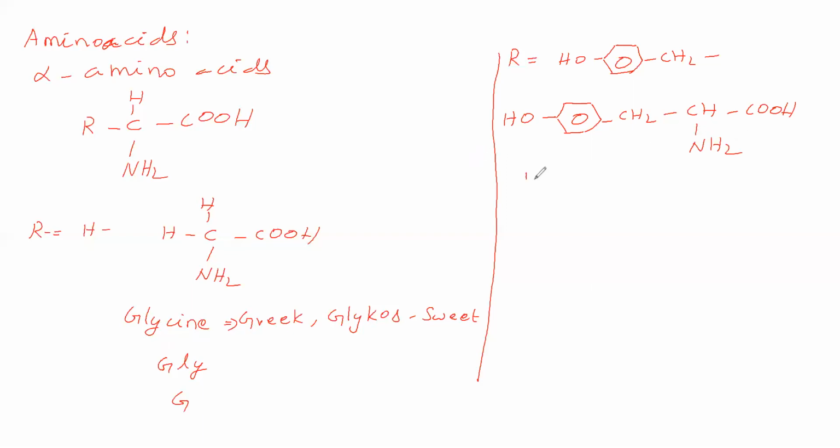This alpha amino acid's name is tyrosine. It is generated from the Greek word tyros. This tyros meaning is cheese. Therefore, its name is tyrosine. The 3-letter symbol for this is TYR. The 1-letter code for this tyrosine is Y.